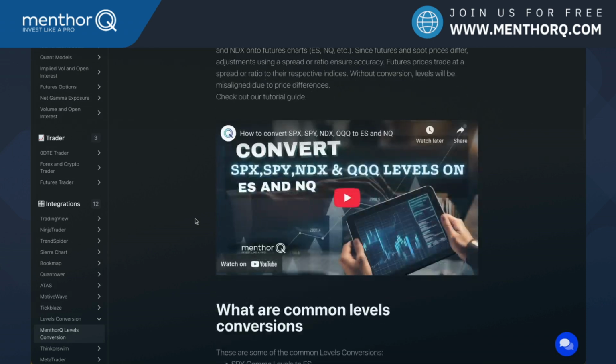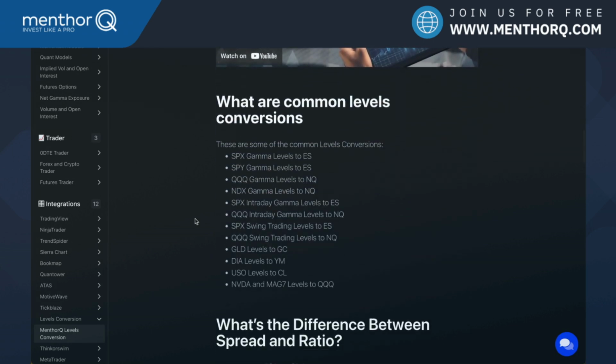So let's actually go and see what the common conversions are. Here, typical conversions from our users are SPX gamma levels to ES, SPY gamma levels to ES, and the same with QQQ and NDX gamma levels. But you could also convert intraday levels. So let's say that we want to convert the intraday SPX level to ES or QQQ. You could also convert swing trading levels. So you could convert, for example, the SPX swing trading levels to ES because you wanted maybe to do a swing play using futures. You could do that.